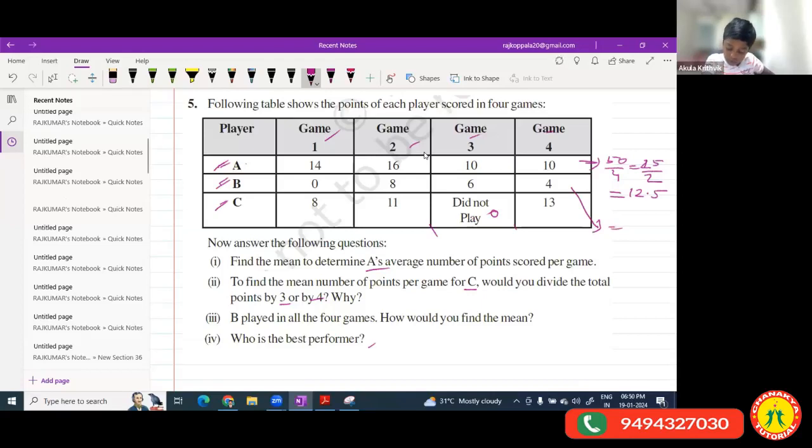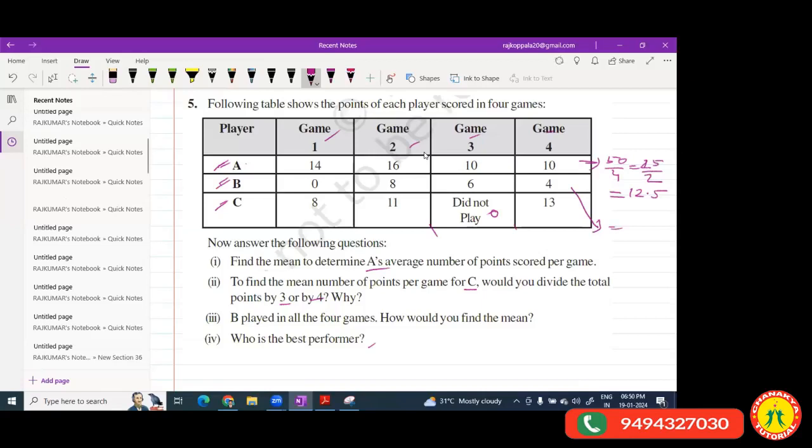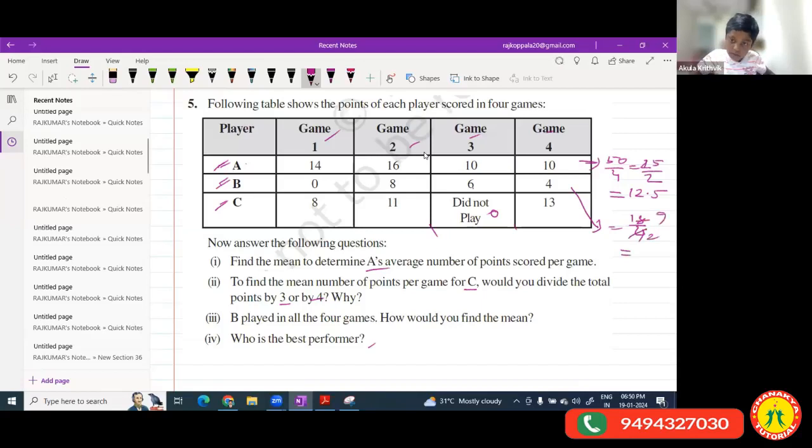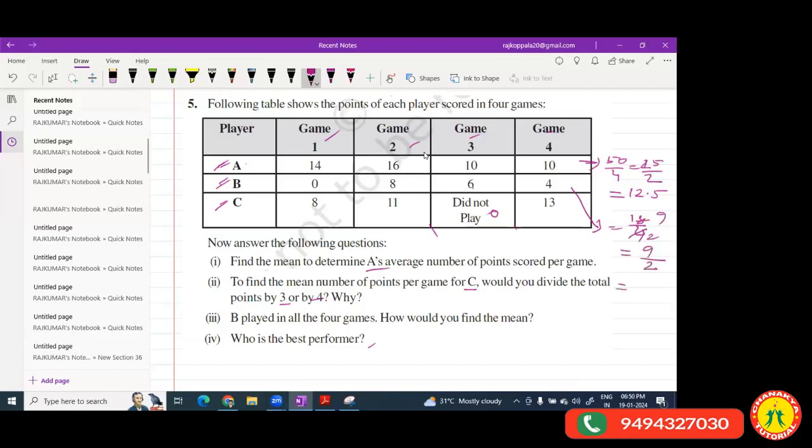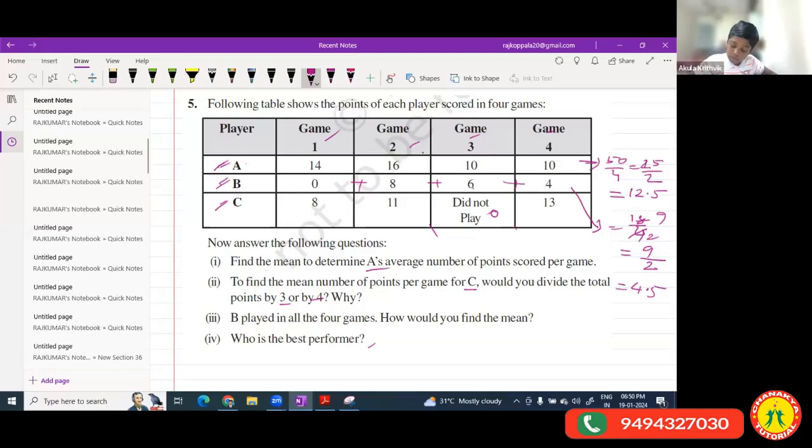Then Kritik, tell me the answer. Sir, I think it's 4, because 0 is also a value. How much? 0 plus 8, 8; 8 plus 6, how much? 14. 14 plus 4, 18. 18 by 4, how much? Sir, you're asking, it's 3. 9 by 2, this is 4.5. Add 0 plus 8 plus 6 plus 4 divided by 4. Did you get it, Manasvi? Yeah. So 4.5. Yes, sir, I got the answer.